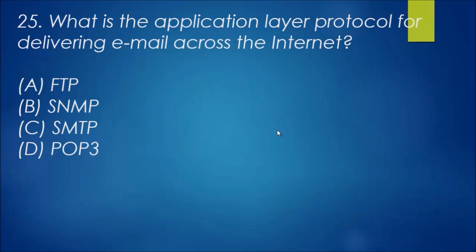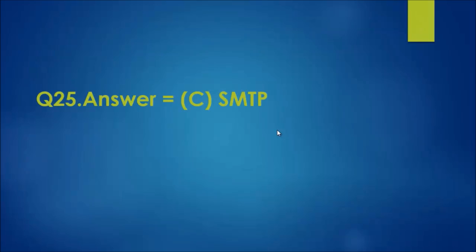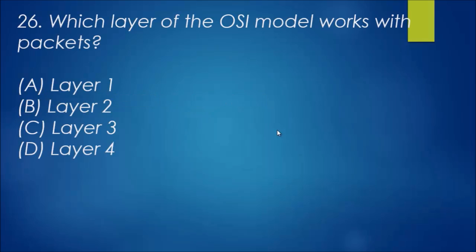Question 25 is asking us what is the application layer protocol for delivering email across the internet? FTP is to transfer files. SNMP is simple network management protocol. C is simple mail transfer protocol. We've got post office protocol as the last one. The answer is C on this occasion. That simply deals with the delivery of email. It doesn't actually receive it.